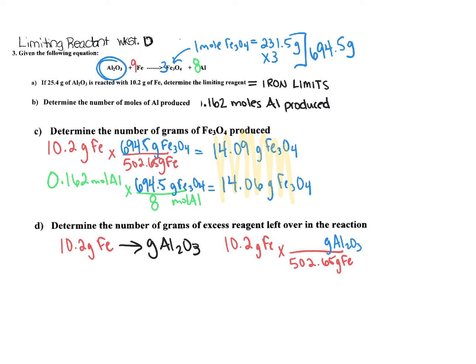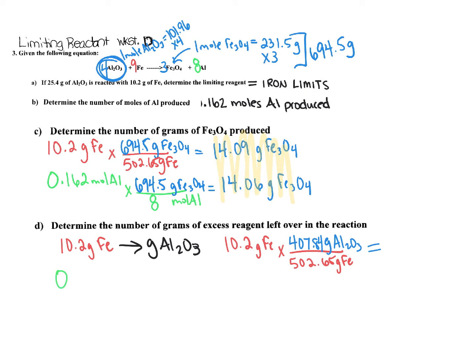So I'm going to look at aluminum oxide over here, and I see that according to my balanced equation, I need 4 moles of aluminum oxide. Well, I need to figure out how many grams that is going to be. Well, 1 mole of aluminum oxide weighs 101.96 grams, but we need 4 moles. So I'm going to multiply that by 4. So according to my balanced equation, I need 407.84 grams. So I can solve it like that.